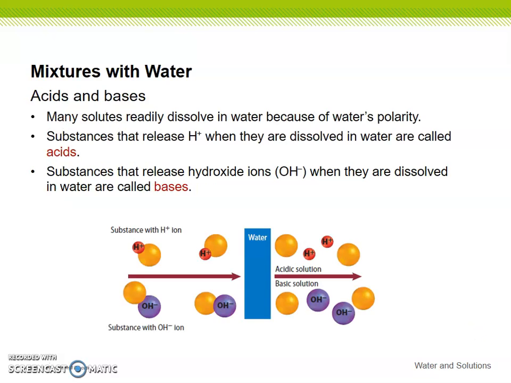Acids and bases. Many solutes readily dissolve in water because of its polarity. Substances that release hydrogen ions when they are dissolved are called acids, and substances that release hydroxide ions, which are OH-, when they are dissolved, are called bases.